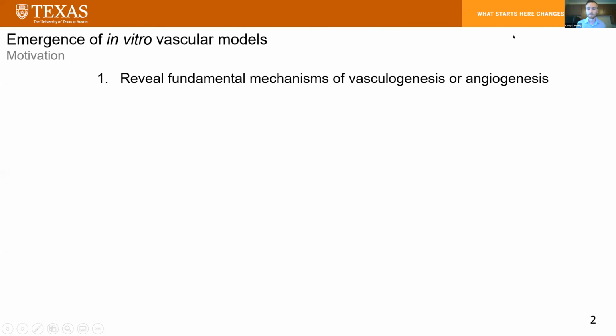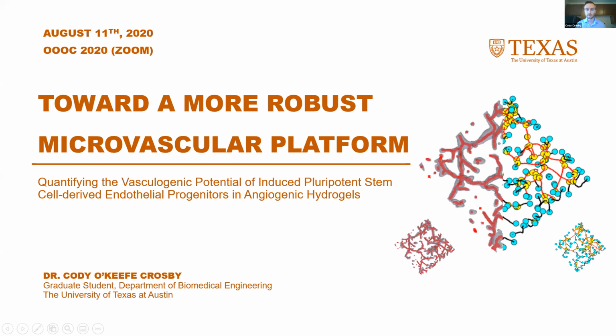Cool. So I first want to start by thanking the organizers and those who put this together, as this is truly an excellent opportunity to be able to showcase our work to a very wide audience and hopefully to learn a lot from everyone else throughout this presentation. Our main goal was to build a more robust microvascular platform. So the title of my talk, as was previously mentioned, is Quantifying the Vasculogenic Potential of Induced Pluripotent Stem Cells Derived Endothelial Progenitors in Angiogenic Hydrogels. I realize that's really a mouthful at first.